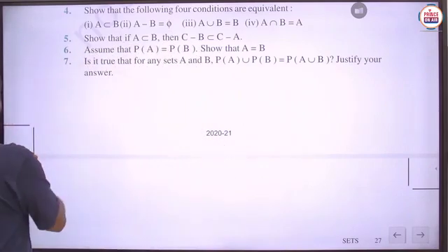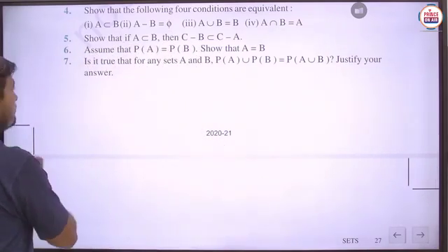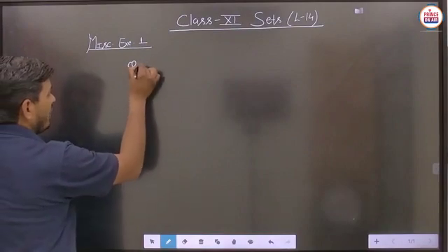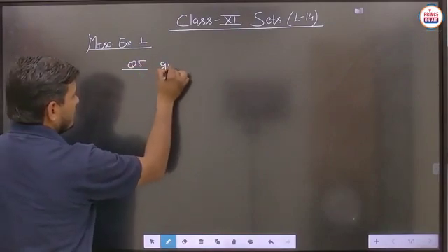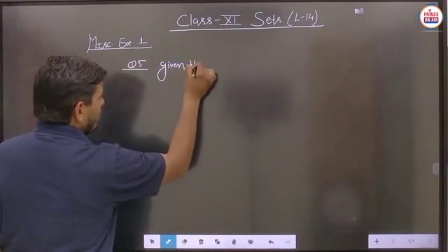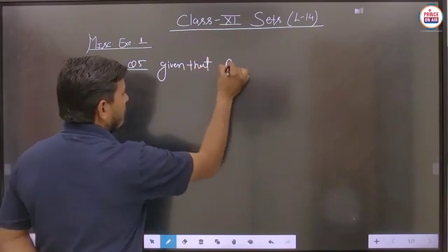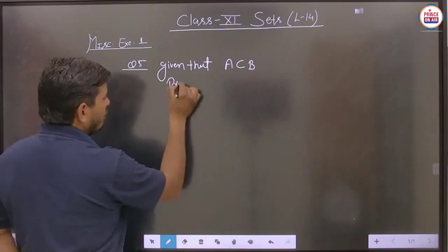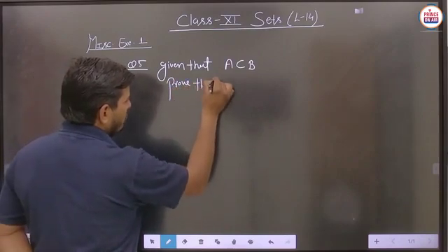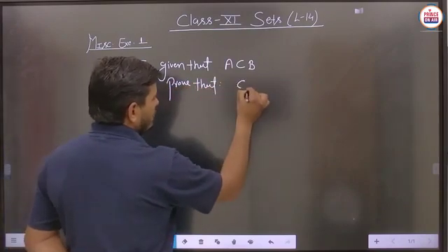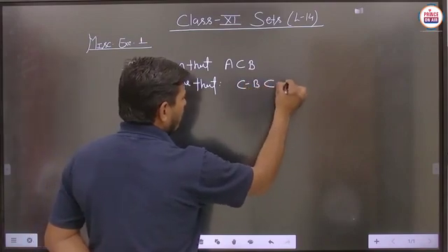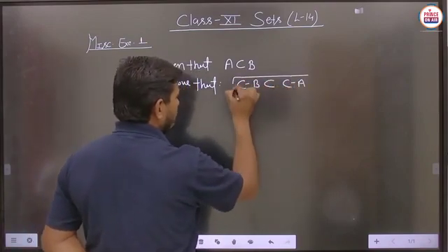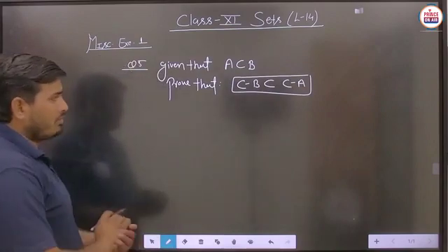So we will take this question number 5. In this question, it is given that A is a subset of B, and we have to prove that C minus B is a subset of C minus A. This is what we are proving in this particular case.